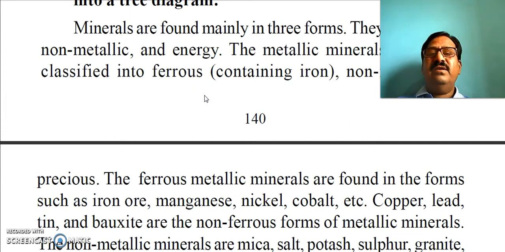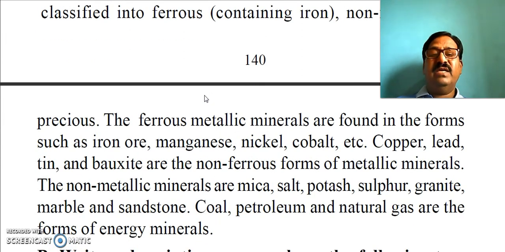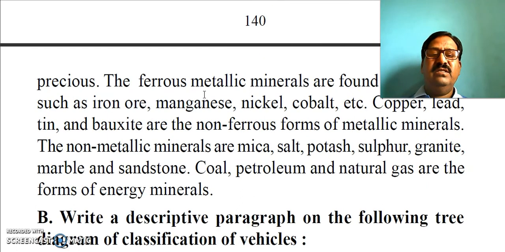Metallic minerals are classified into ferrous containing iron and non-ferrous and precious. Then you can find the ferrous metallic minerals are found in the forms such as iron ore, manganese, nickel, cobalt, etc. Copper, lead, tin and bauxite are non-ferrous forms of metallic minerals. The non-metallic minerals are mica, salt, potash, sulfur, granite, marble and sandstone. Coal, petroleum and natural gas are the forms of energy minerals.